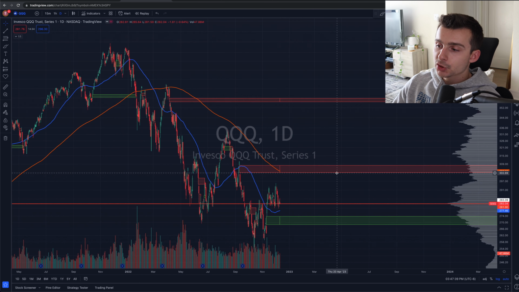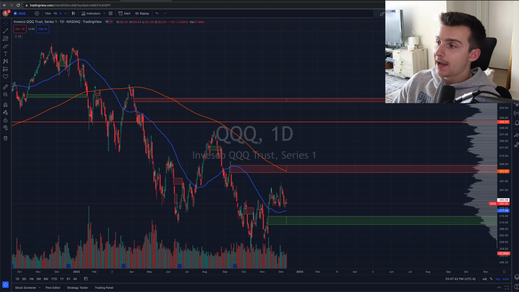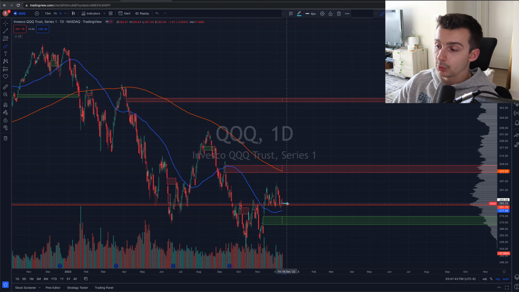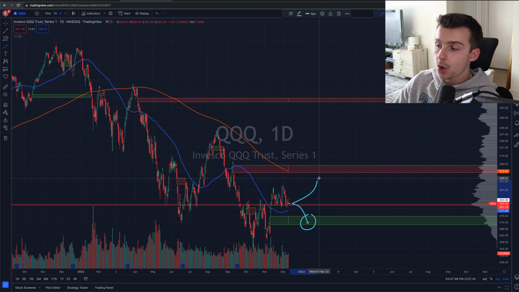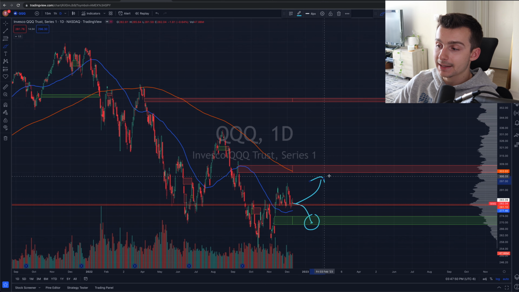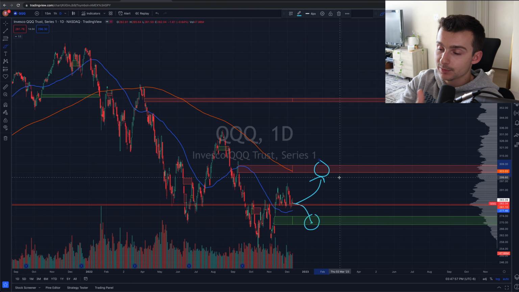So in terms of actual use case for you, if we start to break down, for example, lower, then we can look at this green gap to fill to the downside at some point in the future. And if we push higher from here, we'll be looking for this red gap to fill back to the upside at some point in the future. And those will be some targets to watch in terms of potential resistance levels as we push up and fill some of these gaps up and down.